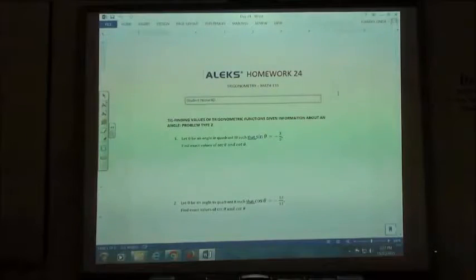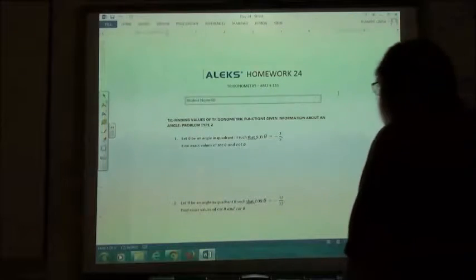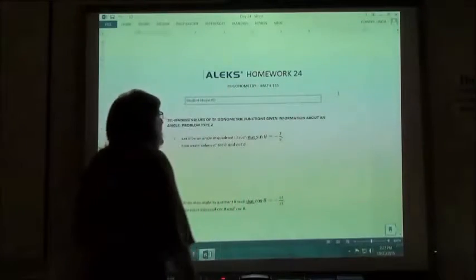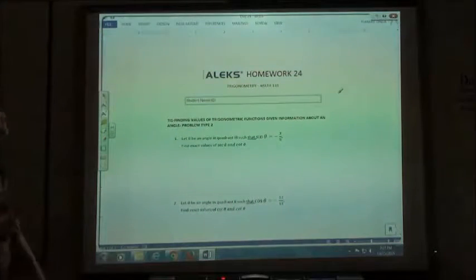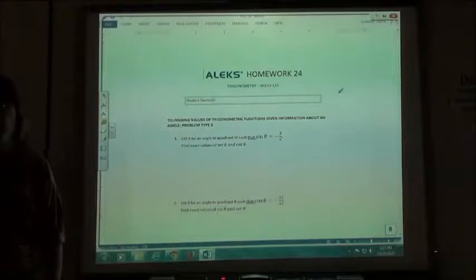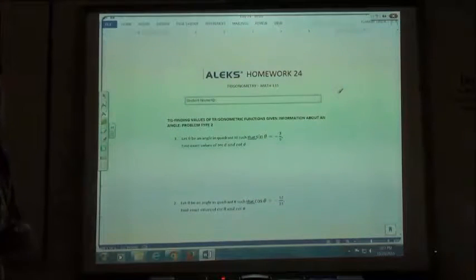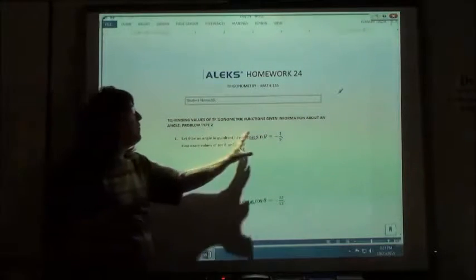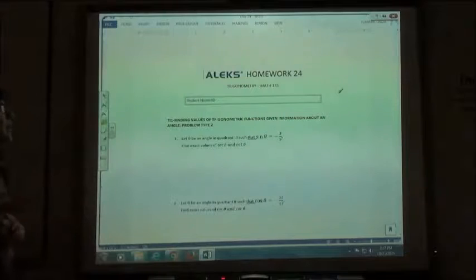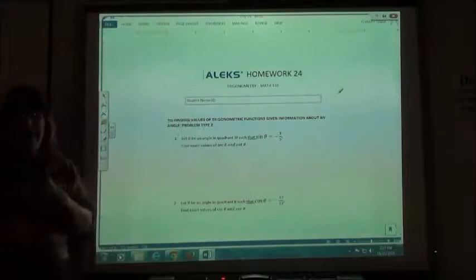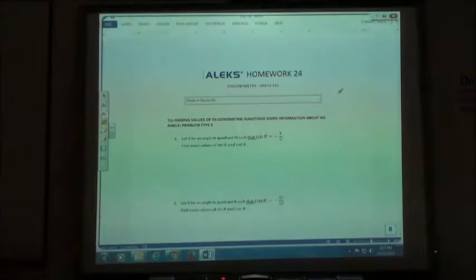Homework 24 is the start of Chapter 6. However, some of these problems are still in that same section as our trigonometric functions. In fact, all of Homework 24 is going to be in the same slice of the pie, even though we've moved to a new chapter. These ones are going to look very familiar to you. We've done some that were problem type 1 already. Now we're going to do problem type 2, which we're basically going to do the same way.